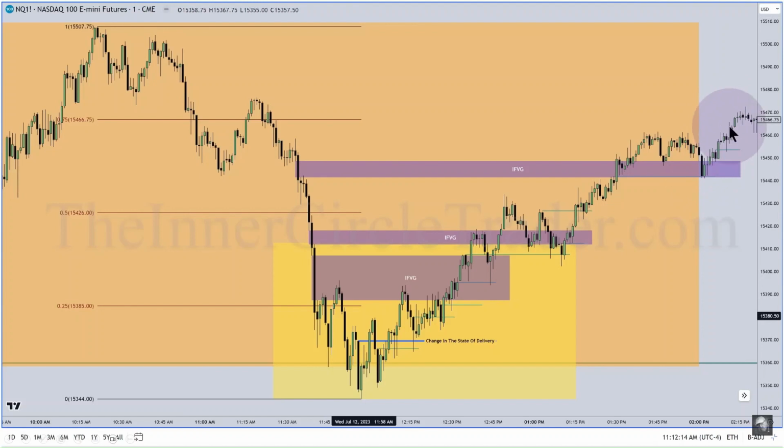Rallies. Order block. Touch it. Does it rally higher? Yes. Does it take out a high? Yep. Do you see what tape reading is now?